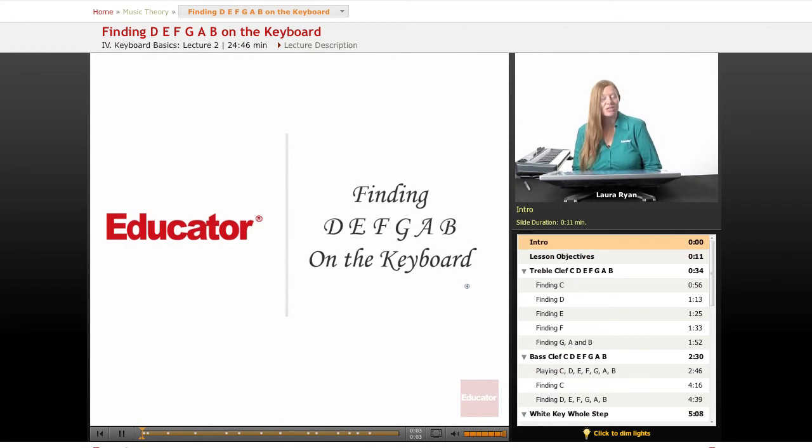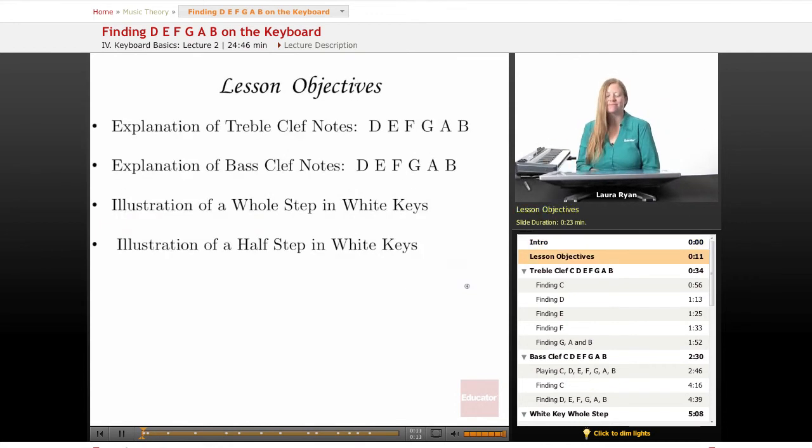Today's music theory lesson will be finding the notes D, E, F, G, A, B on the keyboard. So our lesson objectives today. We're going to begin with an explanation of how the notes D, E, F, G, A, B look and sound in treble clef, and the same thing for bass clef. We'll talk about whole steps and half steps in white keys. We'll touch on black keys a little bit, but we're going to focus on white keys. There will be a whole other chapter devoted to black keys later.